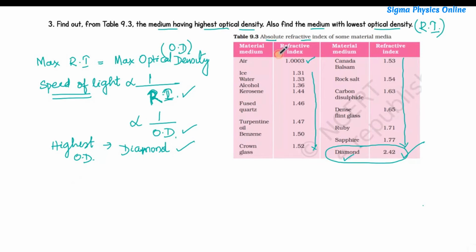Similarly, the medium with lowest optical density will be the medium whose refractive index will be the least, and it's air in this table. So the lowest optical density will be air. So this is the answer to this question. Let's solve the next one.